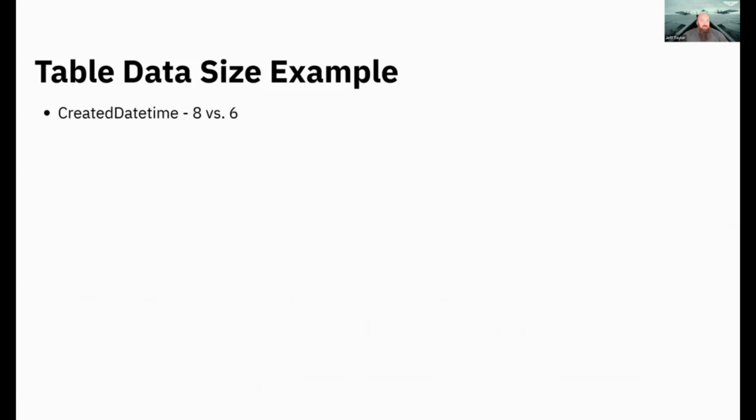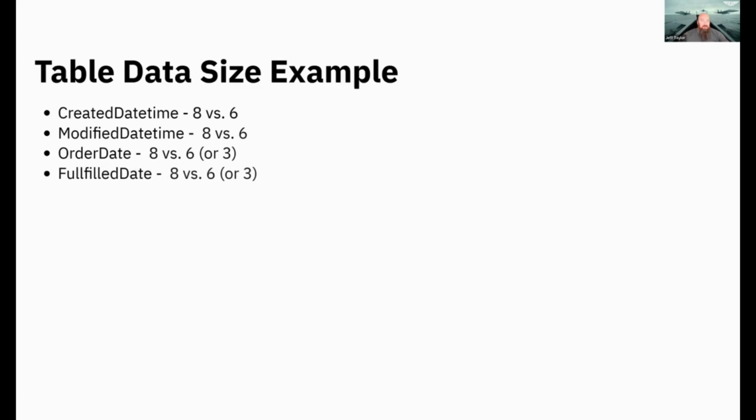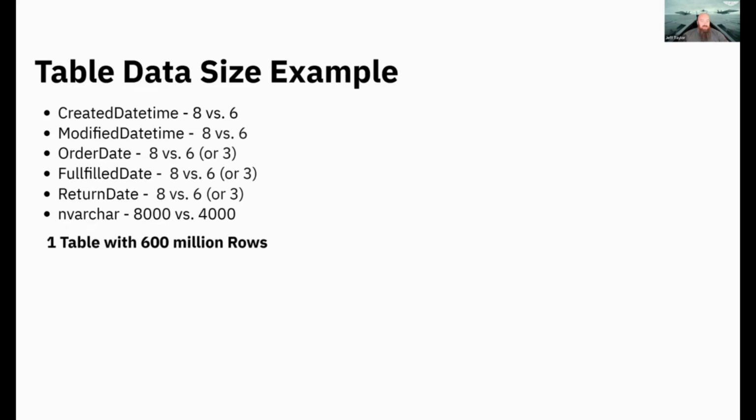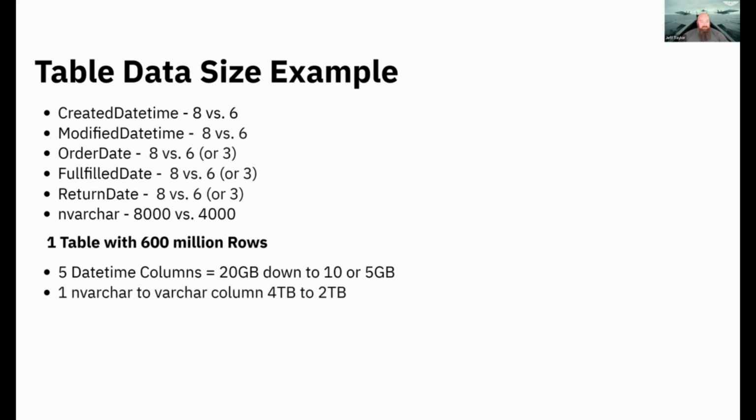So let's take a table that I converted for a client. I changed my created datetime from 8 to 6 bytes, and modified datetime from 8 to 6 bytes again. For order date, we didn't need timestamps, so we went to an even shorter data type by just using date with 3 bytes. And then we did the fulfilled date and the return date. We changed our nvarchar from 8 to 4. One table with 600 million records went down from 20 gigs to 5 gigs. We had one nvarchar column that went from 4 to 2 terabytes. So overall savings on that one table was over 2 terabytes just by changing data types.